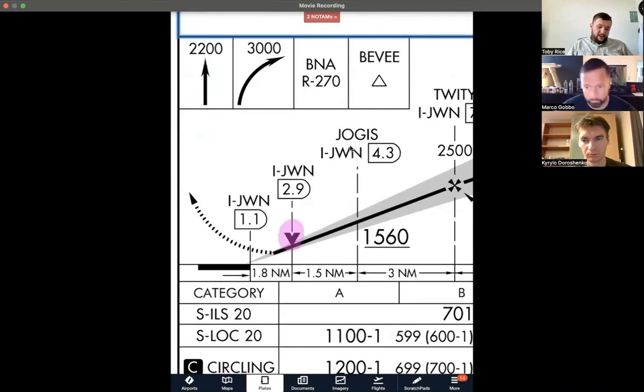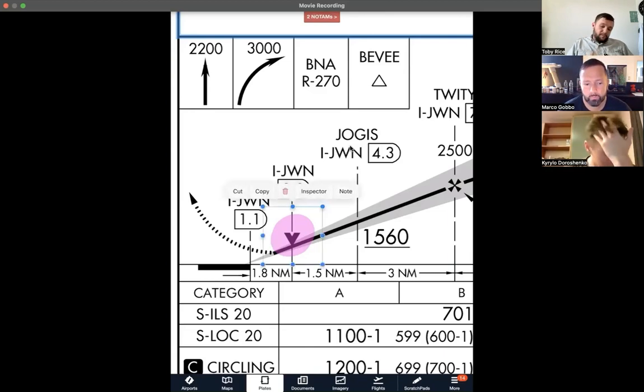Marco, do you know what this is here? Yeah, that's the visual descent point. Okay, and what is the visual descent point? What's the purpose of it? If we have runway visual ahead of that, we can descend.